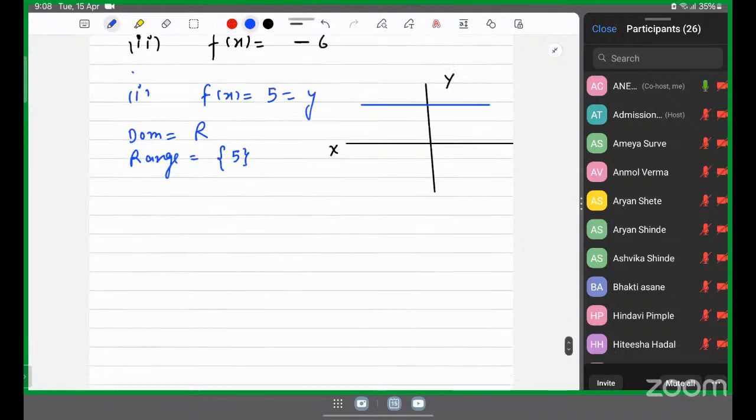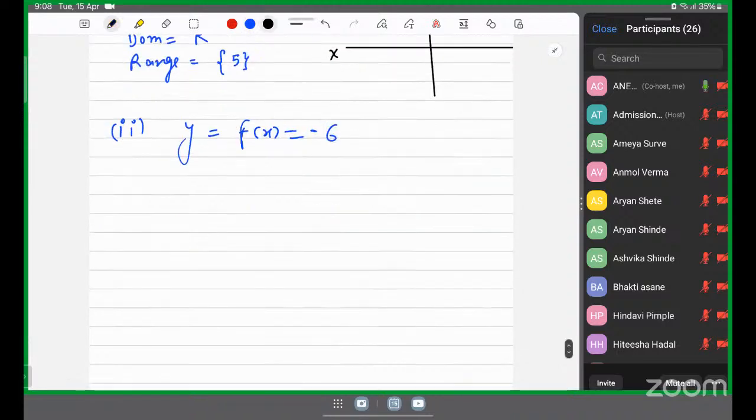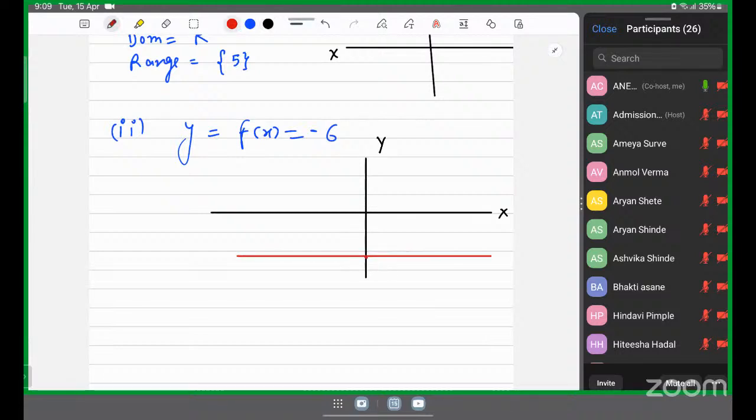Next is y equals f of x equals minus 6. What will be its graph? X-axis, y-axis. The graph will be y equals minus 6. So the graph will go something like this. Let's say this point is minus 6, y equals minus 6. So if you look, you can input any value. So the domain will be R and its range will be a singleton set, that is {minus 6}. Understood or any doubt?